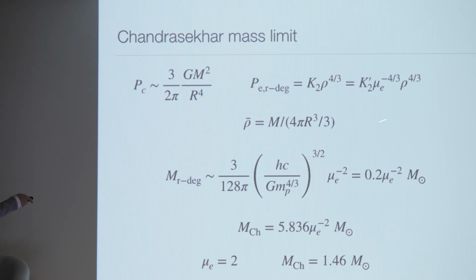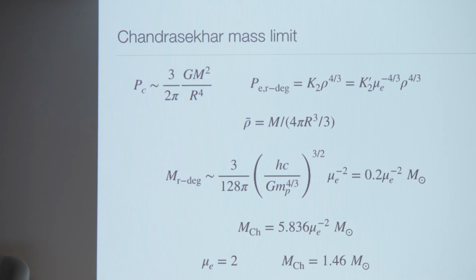So if we do the proper calculation, you get this maximum mass to be 5.8 divided by mu e squared, and if we put in this 2, which is roughly for the hydrogen-free cases, then you get this mass, which is called the Chandrasekhar mass. So what does it mean?